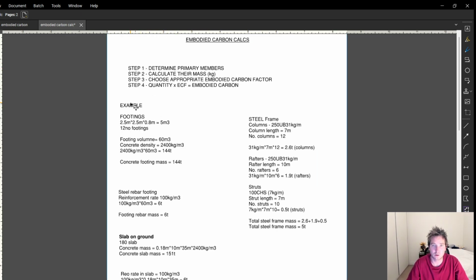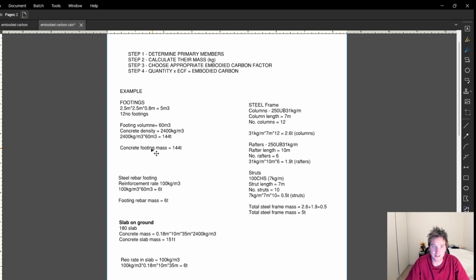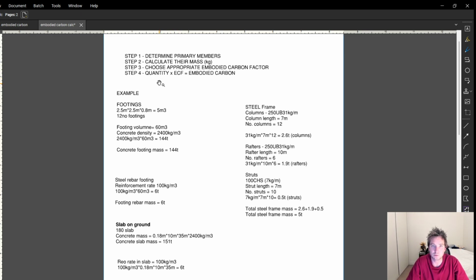We've got all of our primary members, being the footings, the slab on ground, and the steel frame. Then we've worked out their mass. So that's the mass of unreinforced concrete, the steel reinforcement in that concrete, and the total mass of the steel frame. Now we've just got our final step, which is simply to multiply that mass by an embodied carbon factor to get our total embodied carbon.